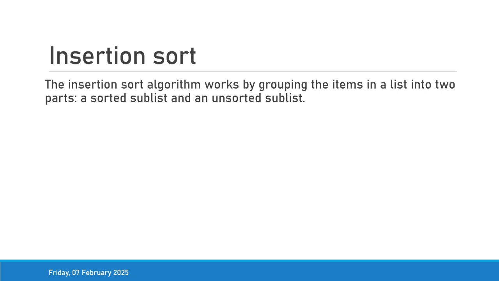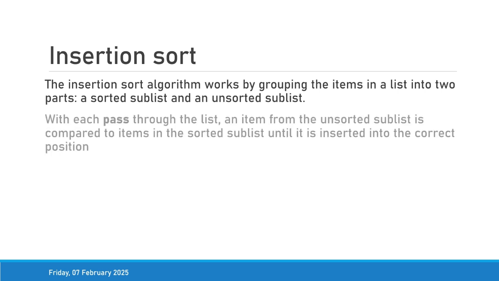All you are going to do is take two parts, a sorted sublist and an unsorted sublist. And with each pass through the list, an item from the unsorted sublist is compared to the items in the sorted sublist until it is inserted into the correct position.